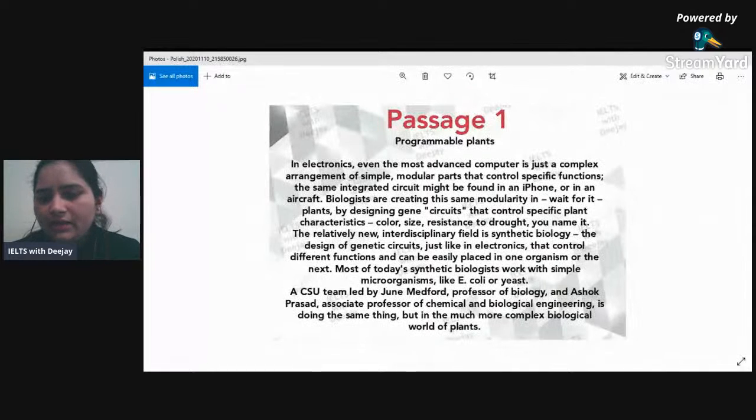Yes, same, modularity means technique. The correct answer is text. Any questions in passage one, or any doubt if you found? The first one was true, the second was not given, and the third false.